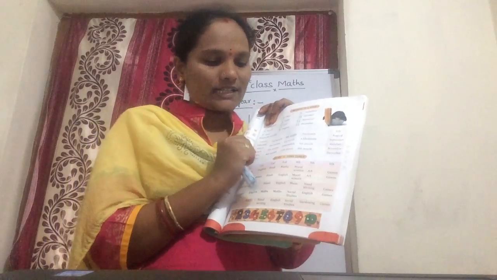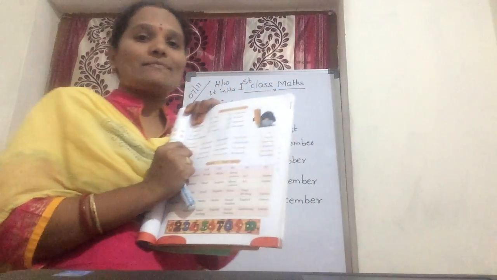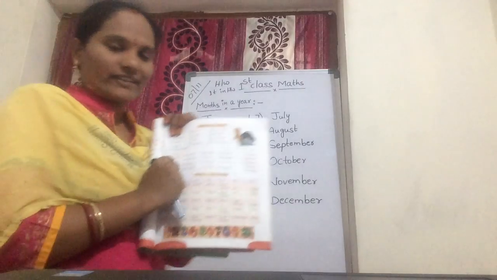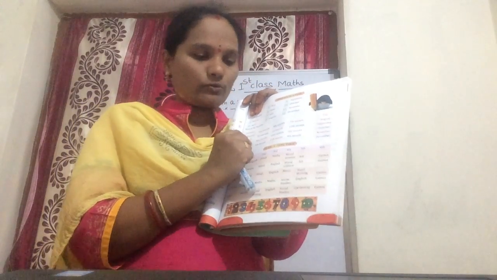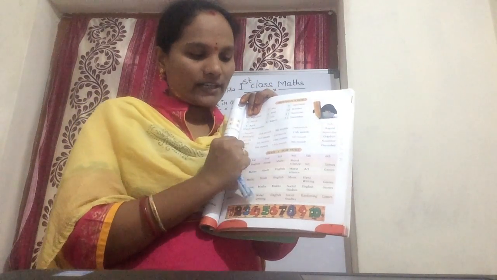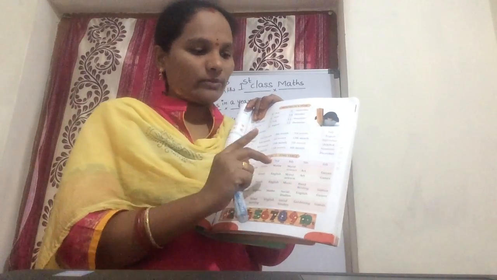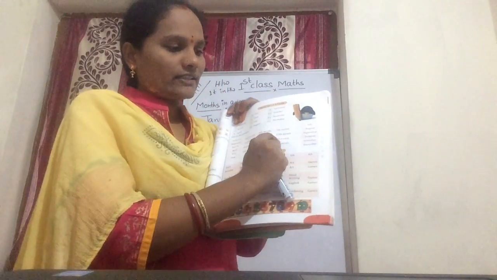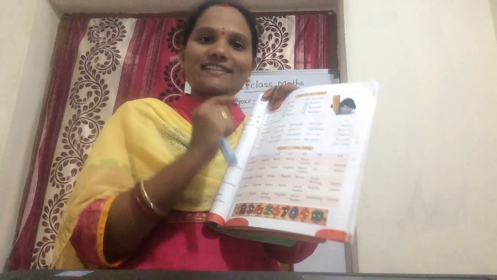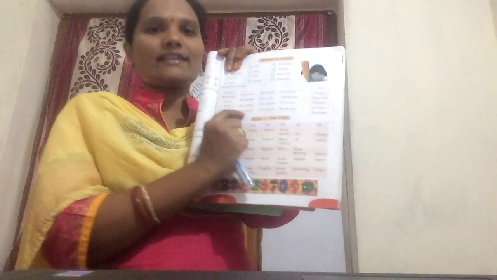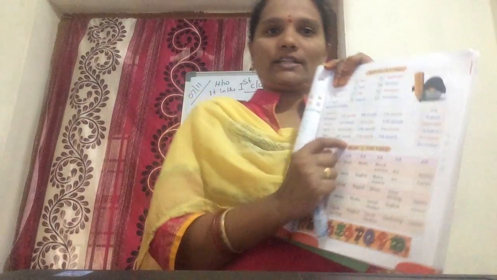Now next, March. Tell me, children, March is the third month. Where is the third month? Here it is. Match it to the third month. Now next, April. April is the fourth month. Match it to the fourth month. Now next, May. May is the fifth month. Where is the fifth month? Here it is. Now next, June. June is the sixth month. Match it to the sixth month. Okay, do it like this in your test book, children.